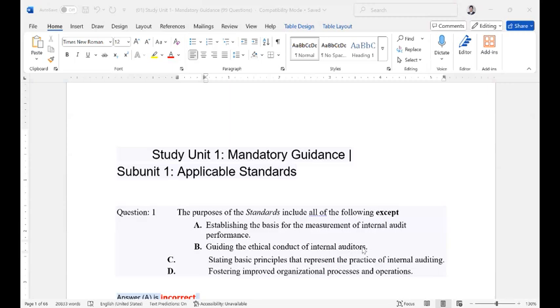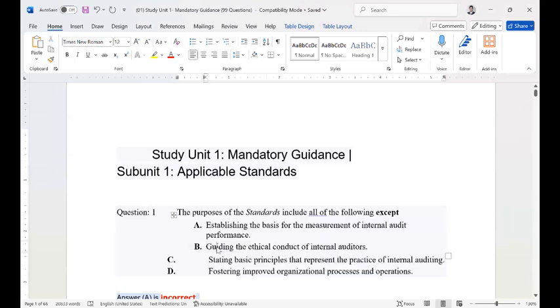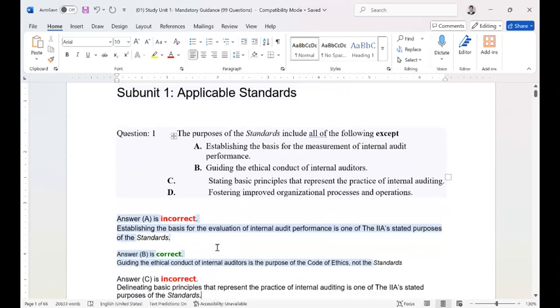Now it's like this. If you look at the conduct, this is given in the code of ethics. Now in the old syllabus, you have separately the standards and the code of ethics. In the new standards, which was effective from 8th January, ethics are part of the standards, right? So according to the new syllabus, I think B is the answer. Because the ethical conduct of internal auditor is governed by the code of ethics, not the standards.